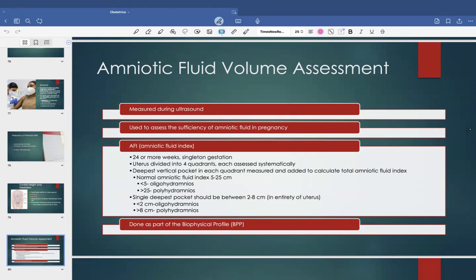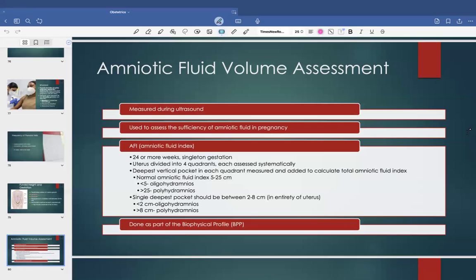The amniotic fluid in pregnancy should be at a certain level. If there's too little or too much, that can indicate issues. So we do something called an amniotic fluid index. And typically we'll test this around 24 or more weeks in a single gestation. It may be different if you have multiple fetuses.